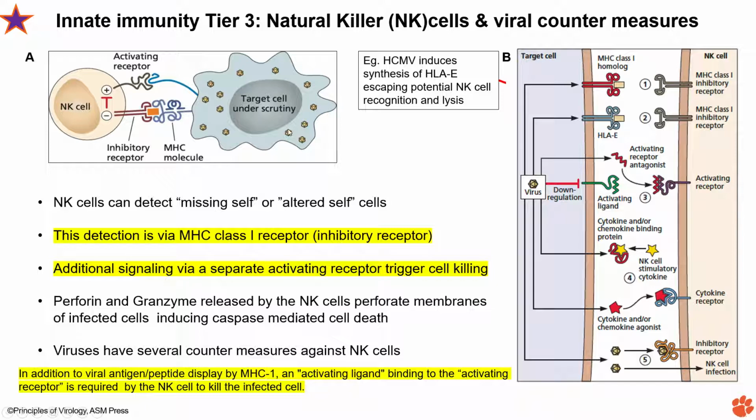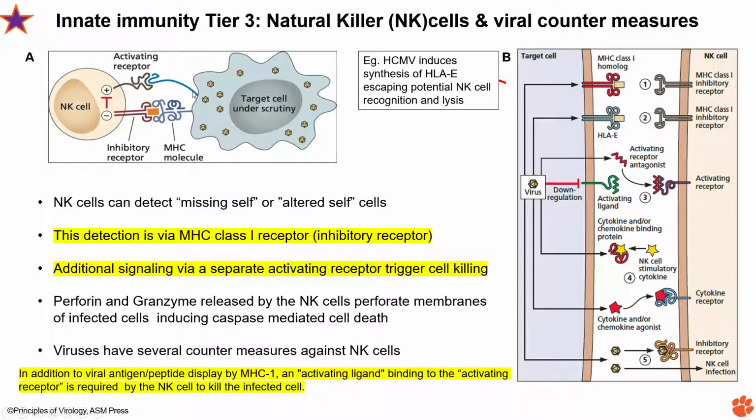But remember that to trigger killing, you need an additional signaling via a separate activating receptor, which can trigger the killing. So right here is the activating receptor. This is very important: in addition to the viral antigen peptide displayed by MHC1, an activating ligand binding to the activating receptor, which is happening right here, is required by the NK cells to kill the infected cells. So that's your take-home message.